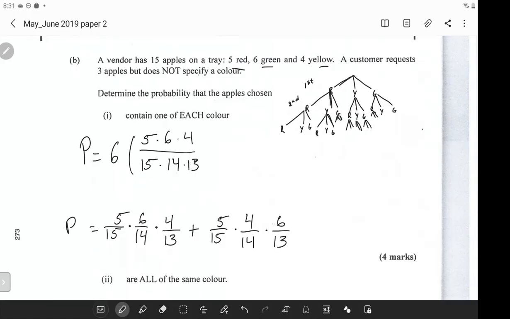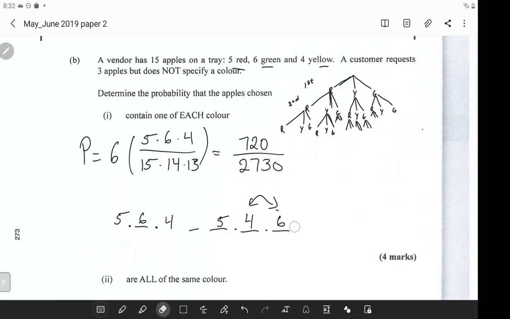Right, because I could just interchange these two here and it will give me the same value. So what is this? This is equal to, now for 15 by 14 by 13, that is 2730, and 5 by 6 by 4, 5 6s are 30, by 4 is 120, and by 6 is 720. Right, and that is our probability of getting one of each colors.